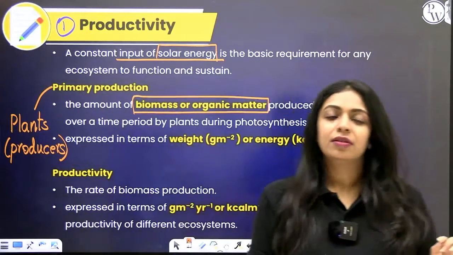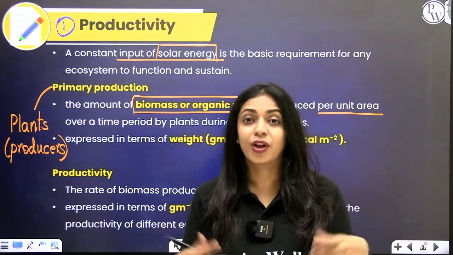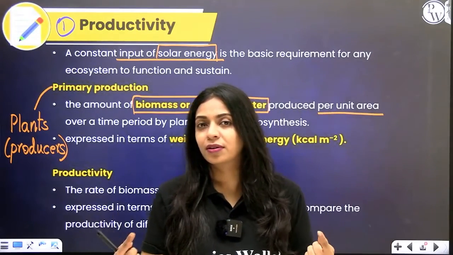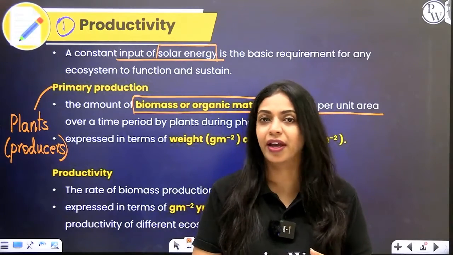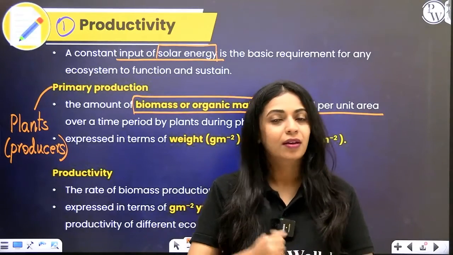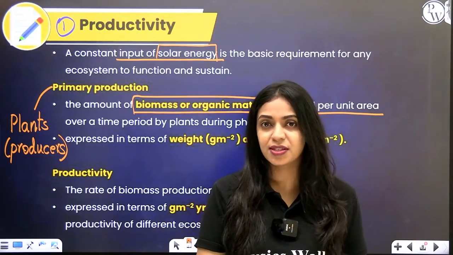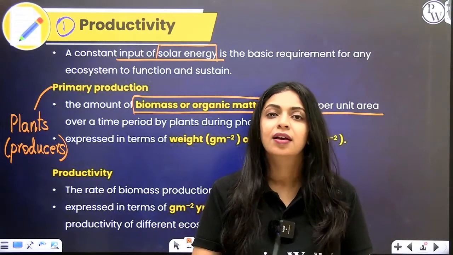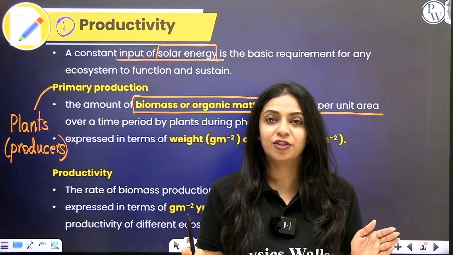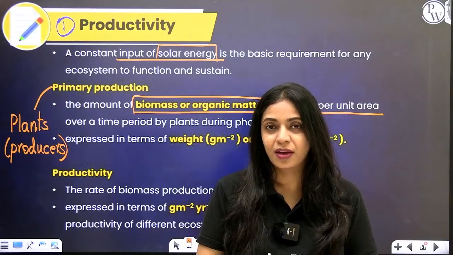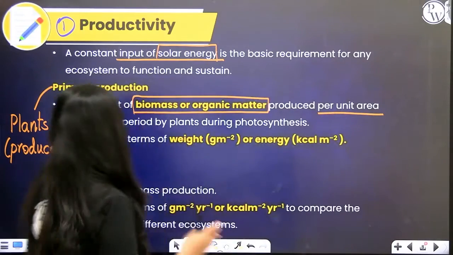Primary production is production. We're talking about production. Production of what? Production of biomass or organic matter. By whom? By plants. What is being used to produce this? Sunlight is being used. So if you were to calculate primary production, you're going to consider unit area at a particular given time. So how would you express it?